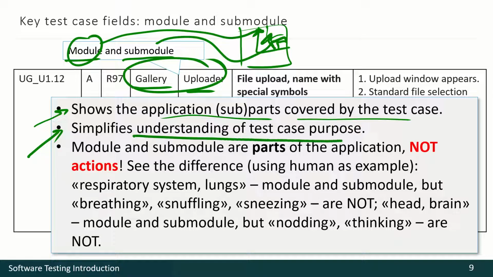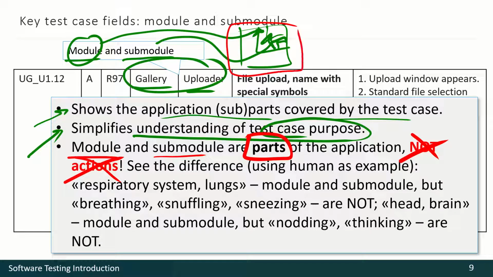It simplifies understanding of the test case purpose, and please be attentive. Module and submodule are parts. They are never actions. Because, of course, when we are splitting something into several parts, those parts are something existing but not some actions. Never some actions.